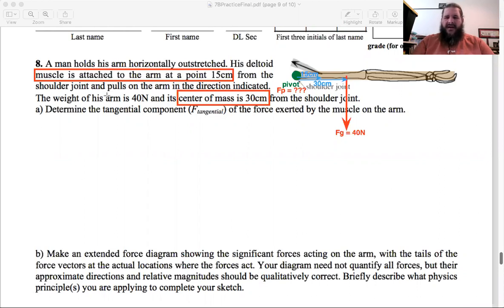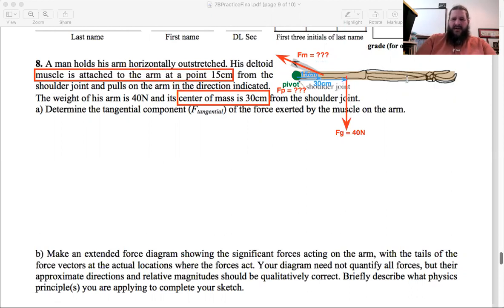What other organ has to be acting here to prevent the arm from falling? What's holding it up? Yeah, the muscle itself. So at that 15 centimeter location, we've got this diagonal force from the muscle pulling this way. And we don't know how strong that's going to be either. We've got some sort of muscle force, let's say F sub M. And we don't know how strong that is, but we at least know it's in some direction, this diagonal direction. And I think that should be the only forces involved here.